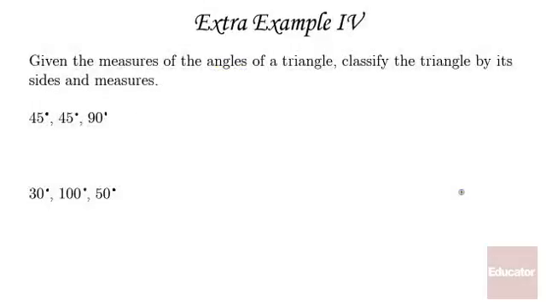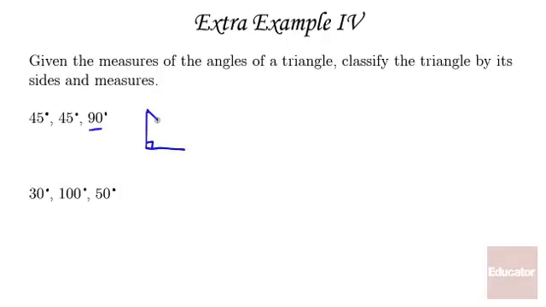And for the fourth example, given the measures of the angles of a triangle, classify the triangle by its sides and angles. Okay. So here, just based on the angle measures, we need to figure out what type of triangle it is, right? By its angles and by its sides. So here, look at that. That's a 90-degree angle. That means I'm going to have a right triangle.